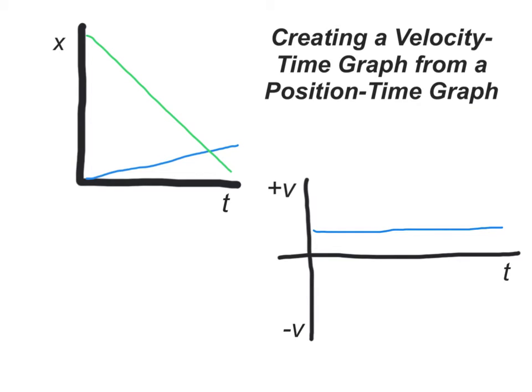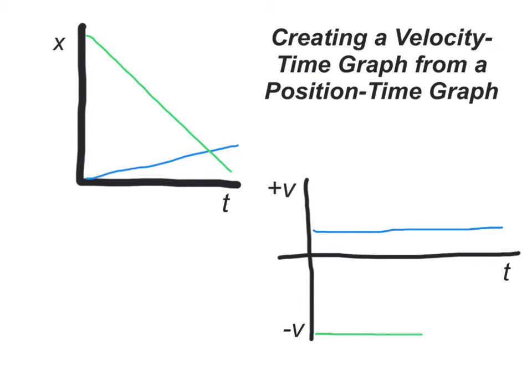Now if we look at the green car, we can see that its slope is now negative, meaning it's going to have a negative velocity. It's moving in the opposite direction of the blue car, or it's moving towards the origin or the starting position. But we can see that its slope is a lot steeper than the blue car's, so therefore it's moving faster than the blue car. It's just moving in the opposite direction.